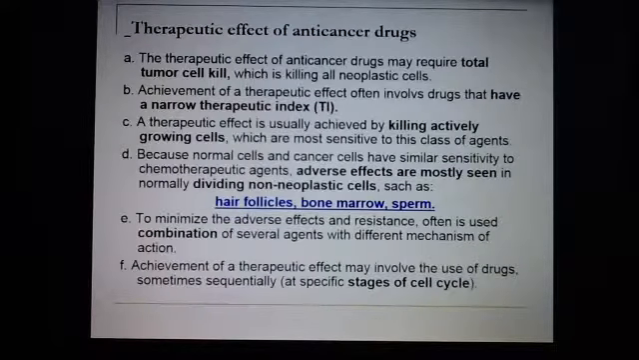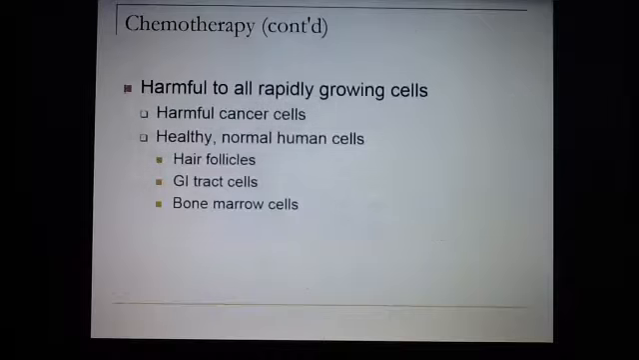To minimize the effects and resistance, often a combination of several agents with different mechanisms of action is used. And the achievement of a therapeutic effect may involve the use of drugs, sometimes sequentially, at different stages of the cell cycle. And these will be harmful to rapidly growing cells. So, again, as said before, they are harmful to hair follicles, GI tract cells, and bone marrow cells.